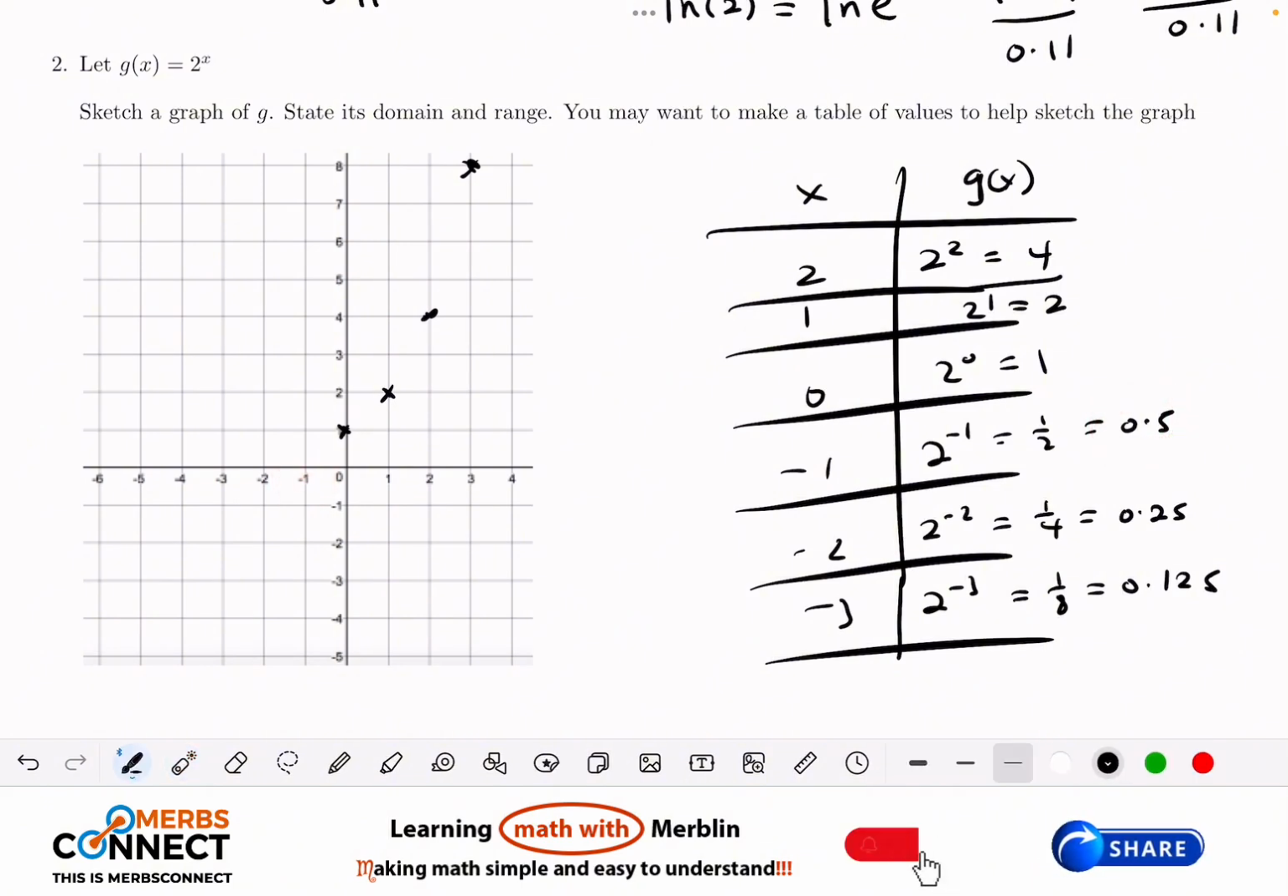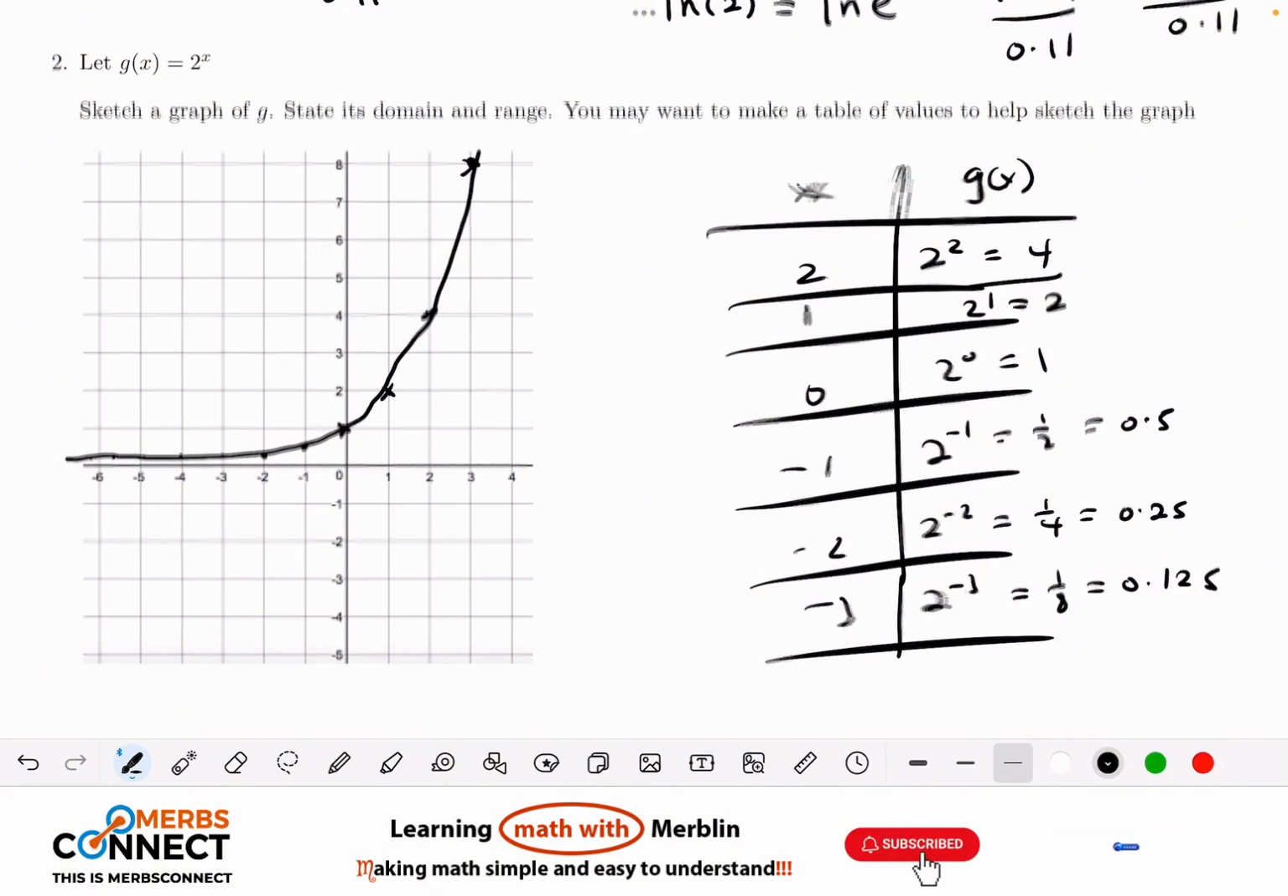So at negative 1 we have 0.5, which is in the middle here. So 0.5 can be looking here. Then at negative 2 we have 0.25, which will be somewhere here, right? At negative 3, so negative 4, you will see that it will be getting close to 0. So the graph will look like this. Yes. So this is what you are going to get at the end of the day.